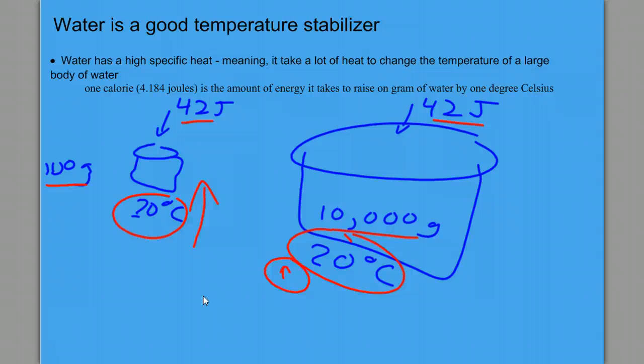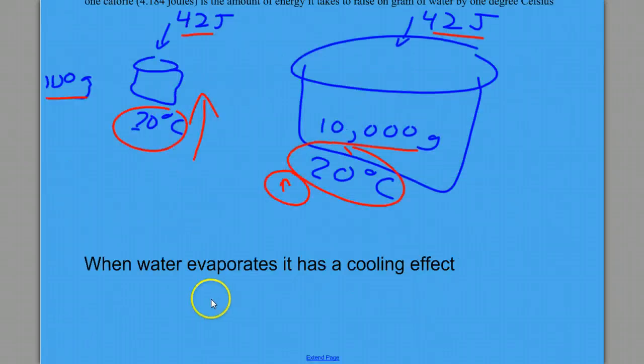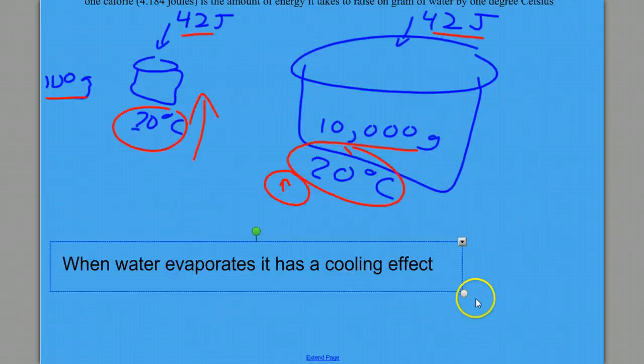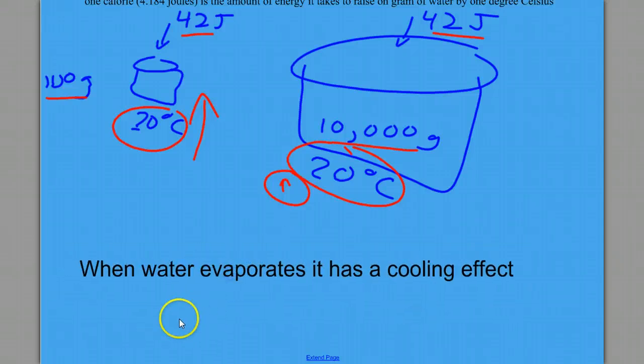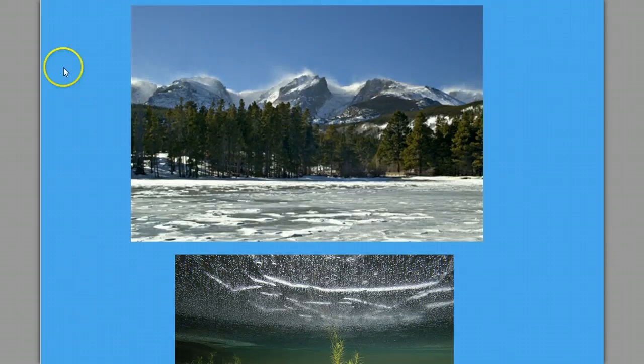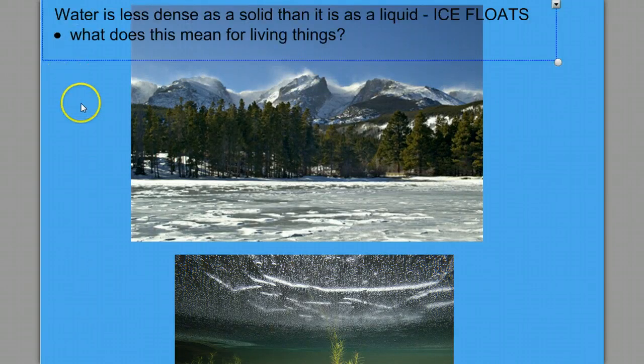And also, for animals that live in and around water, the temperature of the bodies of water that they live in is relatively stable, which is important for metabolic processes. Living things have a fairly narrow range of temperature in which they work optimally, so water being a good temperature stabilizer is good for living systems. We also know that water has a cooling effect. As it evaporates, it takes heat away, which is employed by lots of living things to help them stay cool also.